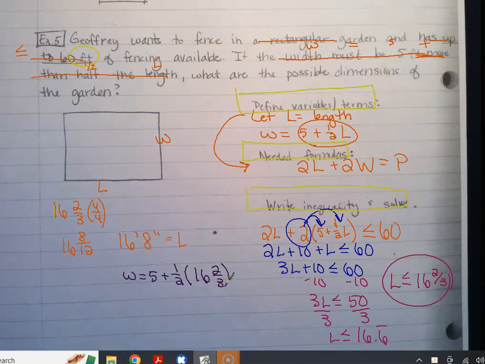So when it comes to this part, you don't have to write the equation. You can think about it. It might be easier for you to say, well, what's half of 16 feet 8 inches? What's half of 16 feet? 8. What's half of 8 inches? 4 inches. Okay, so this would be 5 plus 8 feet 4 inches. And it's 5 feet, right? So what's 5 plus 8?